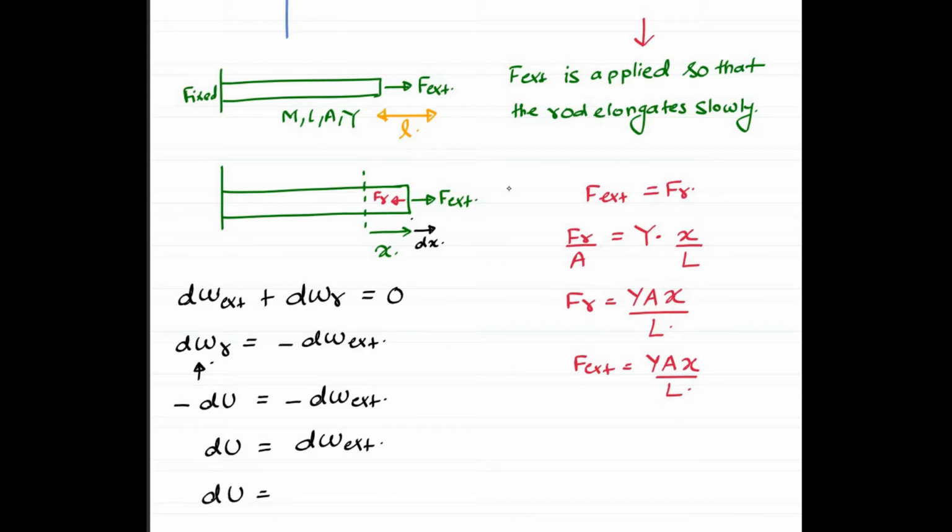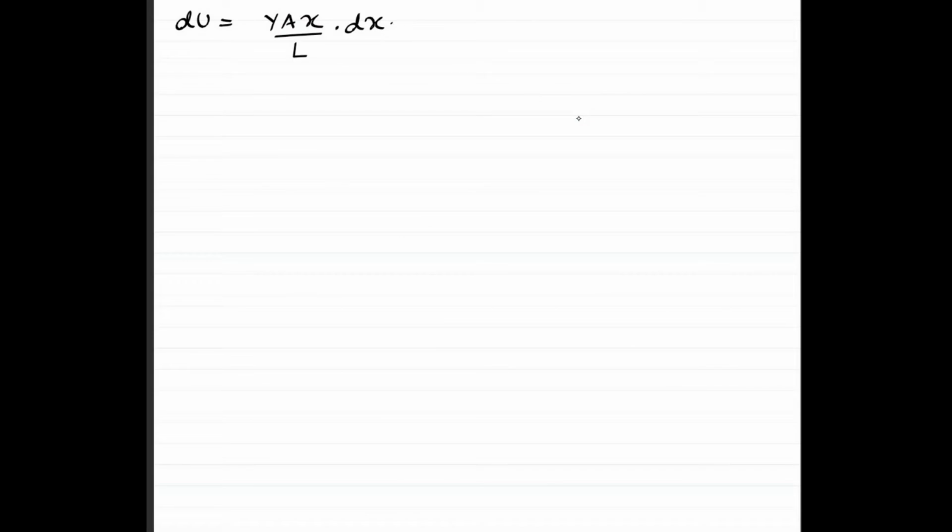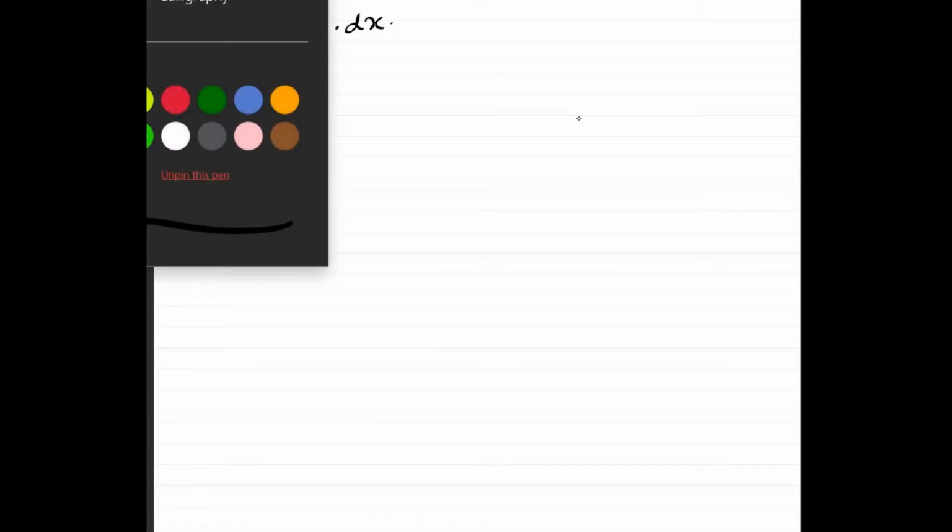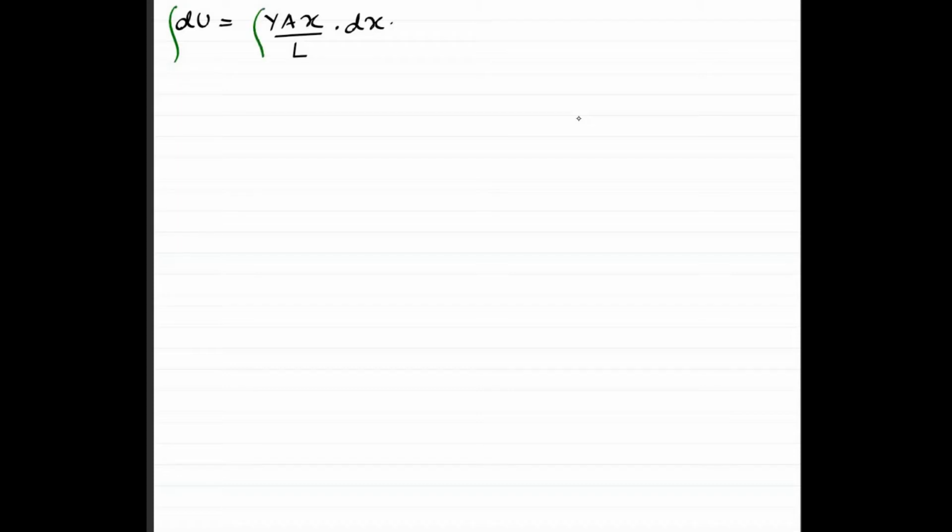So I can write du is equal to the small work done by the external force, F external, into dx. So if I put the values, now du is this. I can integrate. I take a reference when the body was at its natural length. At that time elongation was 0, and when elongation becomes small l, the energy stored is U.